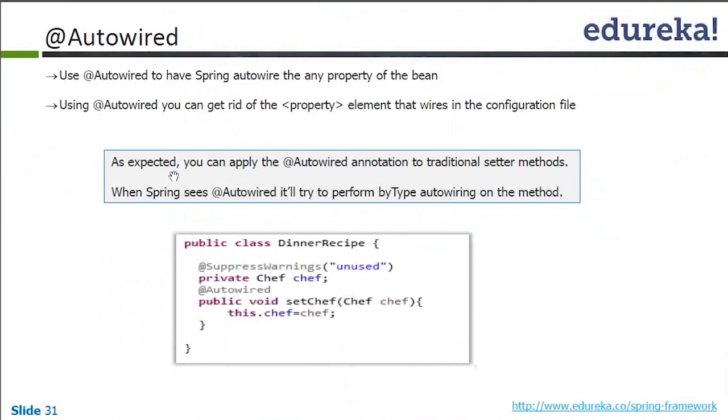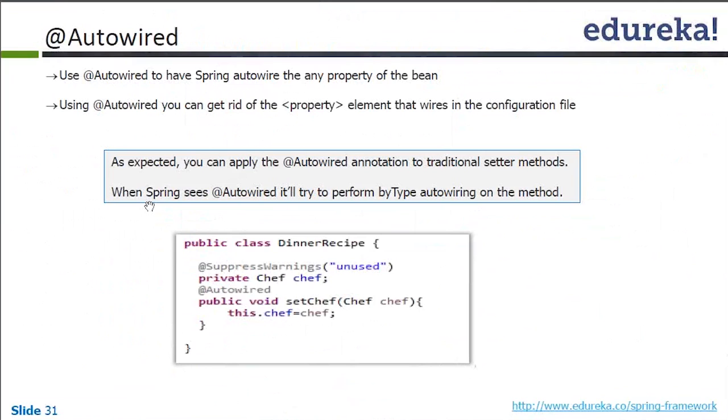As expected, you can apply the @Autowired annotation to a traditional setter method. See here, I am writing @Autowired. When Spring sees @Autowired, it will try to perform autowiring by type on the method. So the default behavior is by type.